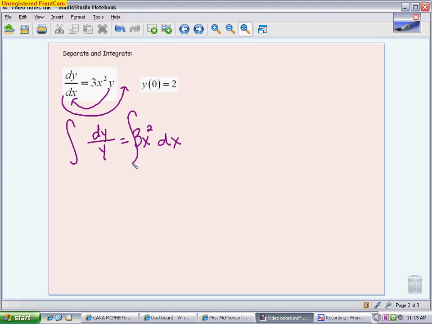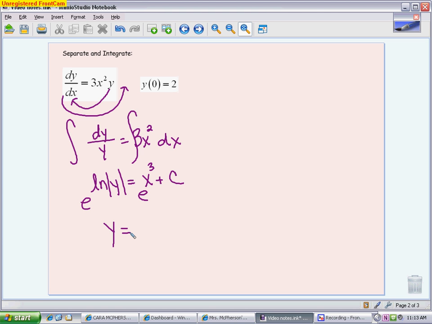So the integral of dy over y is the natural log of y. The integral of 3x squared is x cubed. And I do need a plus c. You should get in the habit of putting it at the end. We talked in class that you'll never see your answer left this way. You are always going to see it exponentiated, so that will get rid of the natural log.